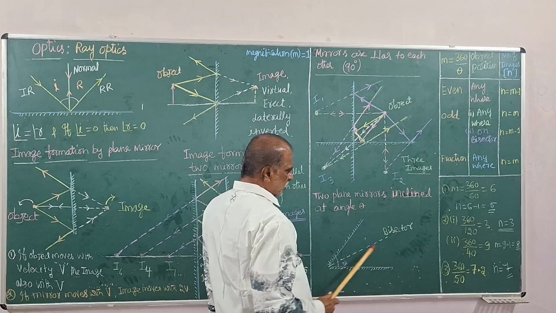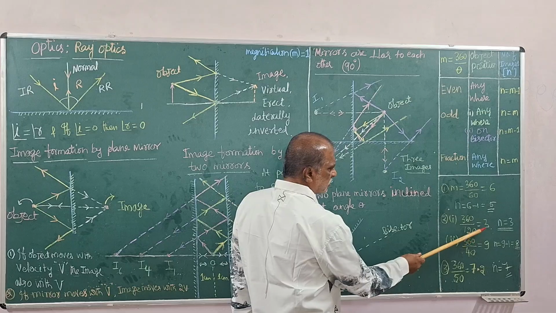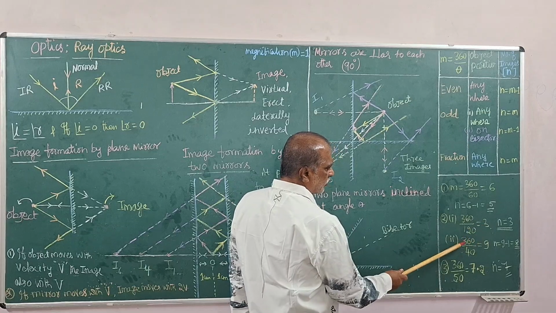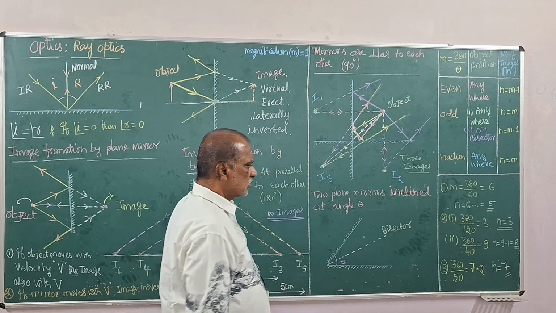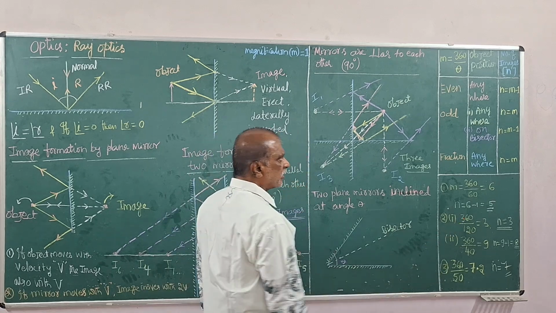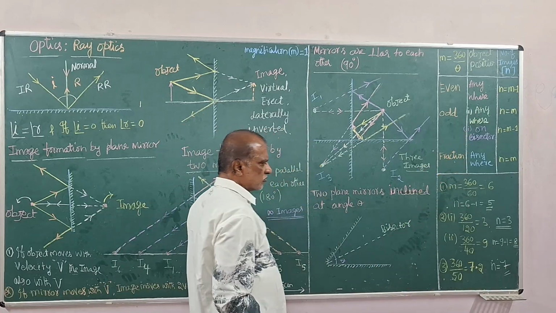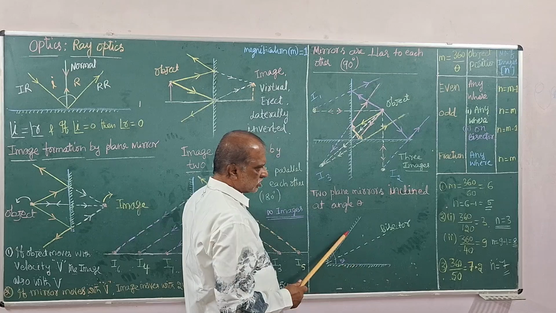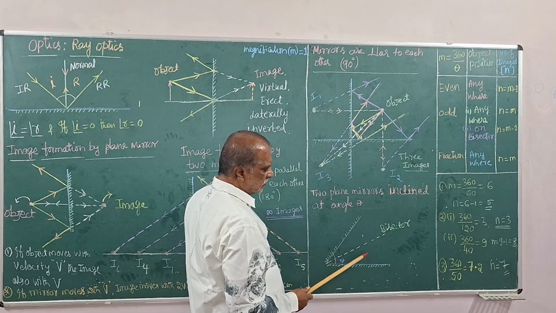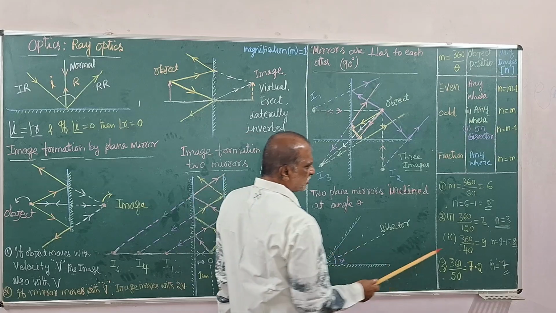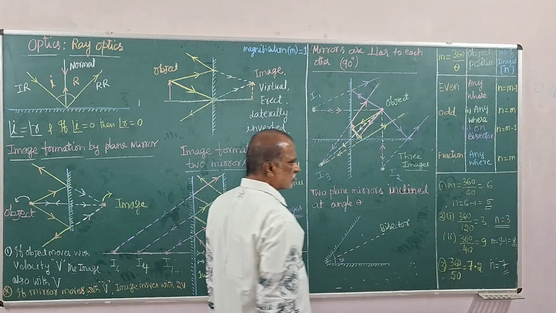If the angle between them is 120 degree, that is 360 by 120, we get 3, an odd number. If the angle between them is 40 degree, we also get an odd number. For 120 degree, the object may be anywhere in the space, and the number of images remains the same, that is n equals 3. m equals 3, n equals 3.